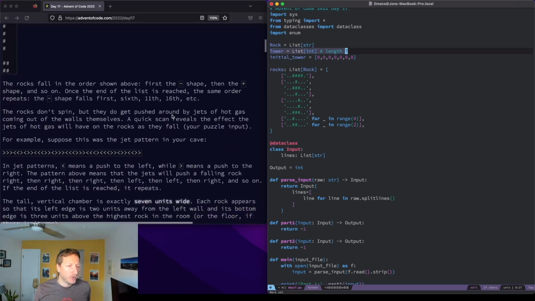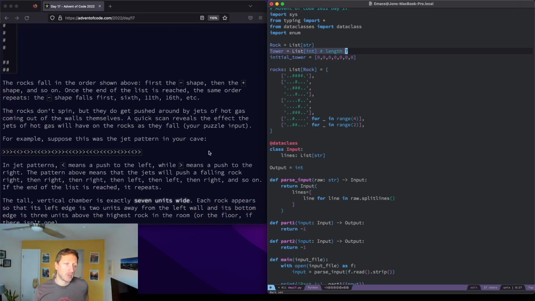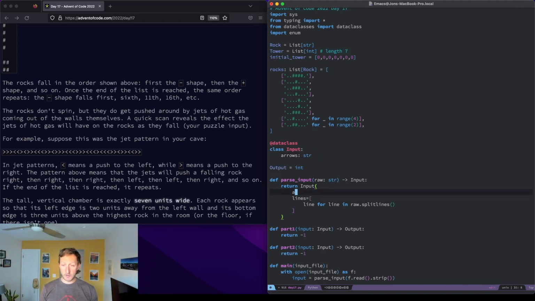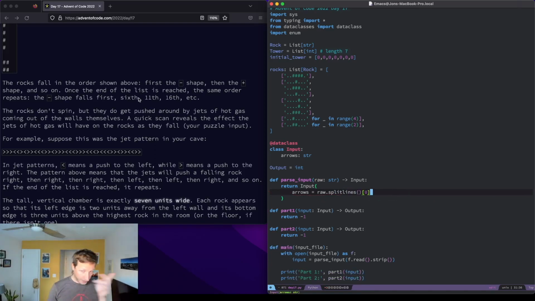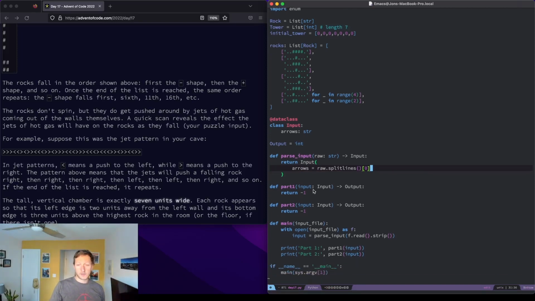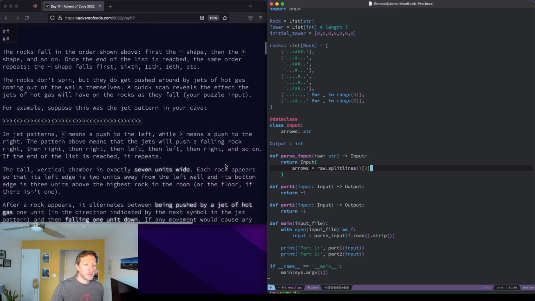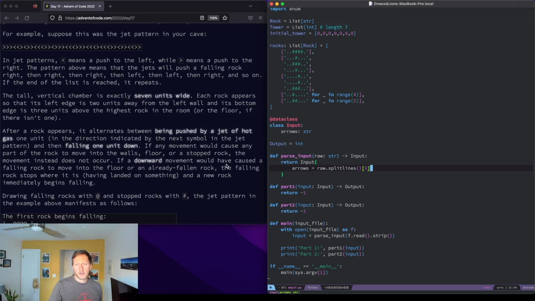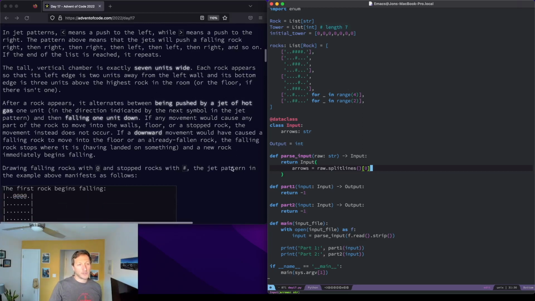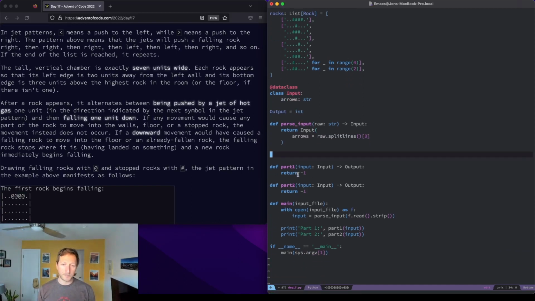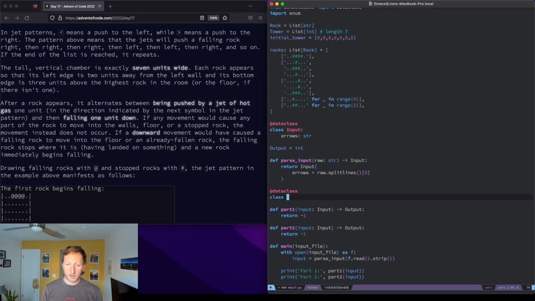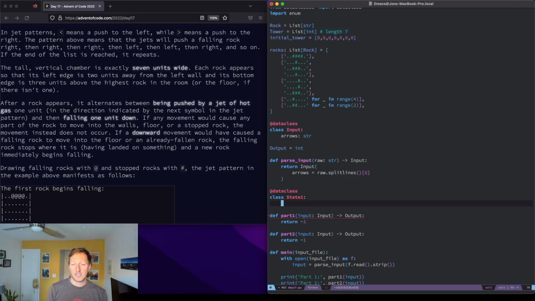Now we just need to read in our input, which is a single line of arrows. Okay, so we just read it in as arrows, and we can start going with our simulation. So what represents the state of this problem? State 1 is going to be tower, which is the tower state, like what are the highest points?